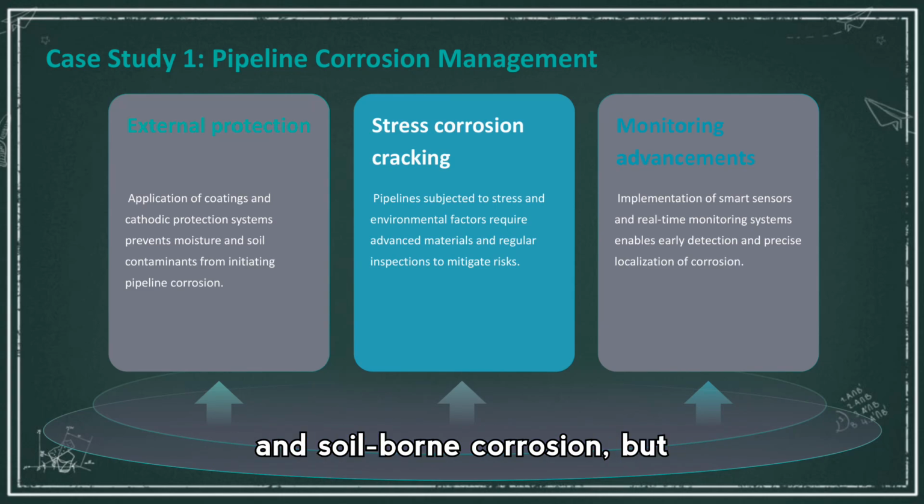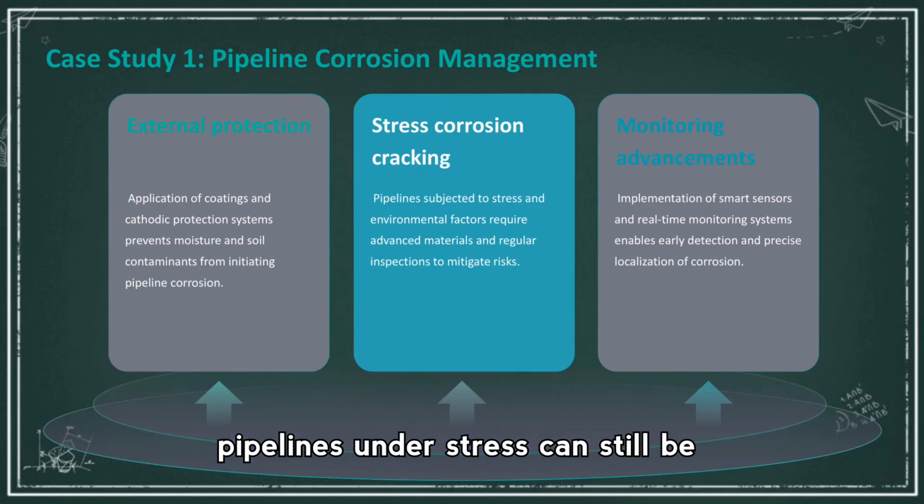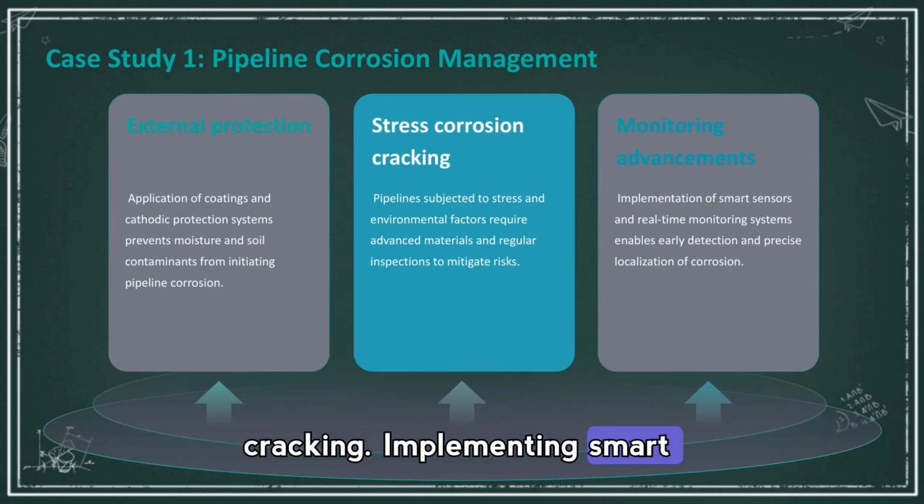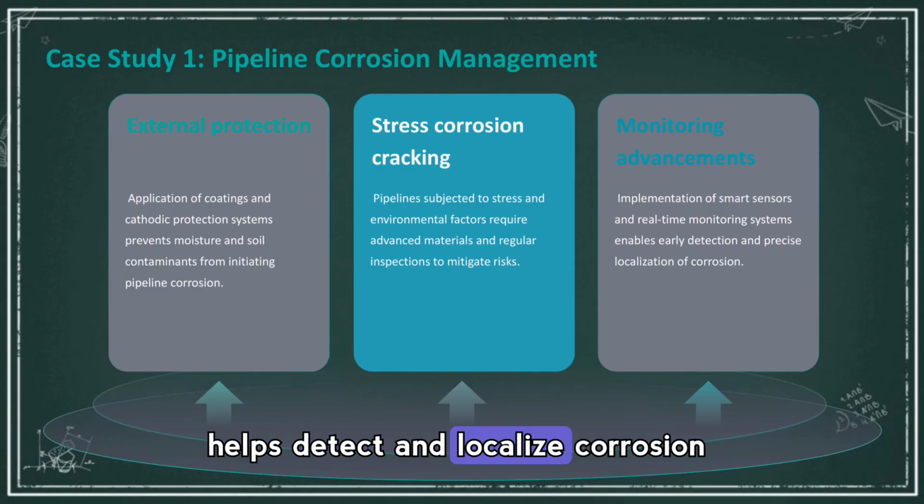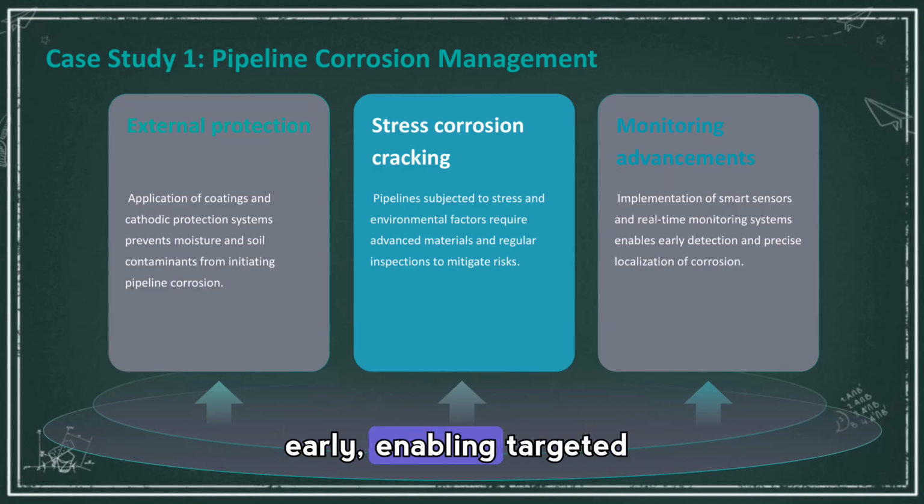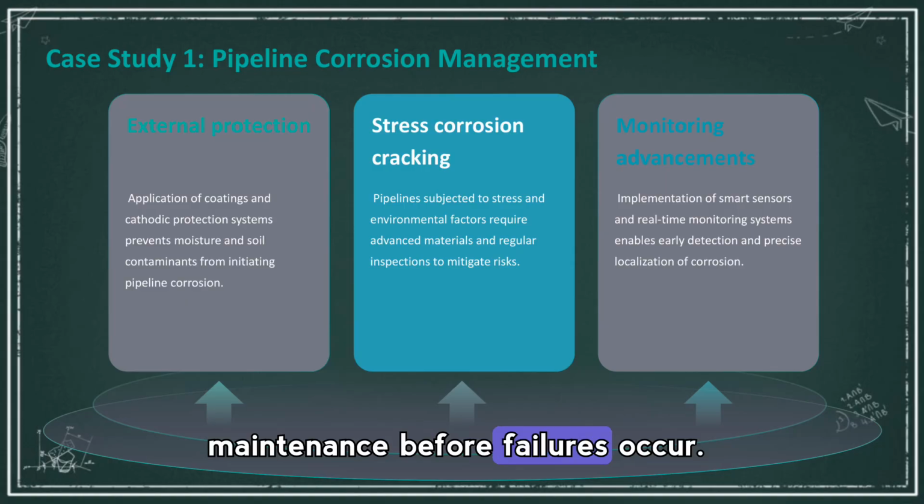soil-borne corrosion, but pipelines under stress can still be vulnerable to stress corrosion cracking. Implementing smart sensors and real-time monitoring helps detect and localize corrosion early, enabling targeted maintenance before failures occur.